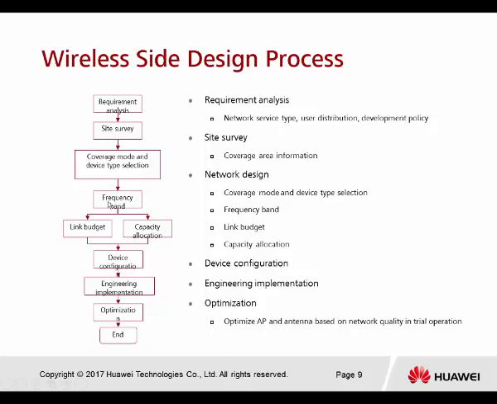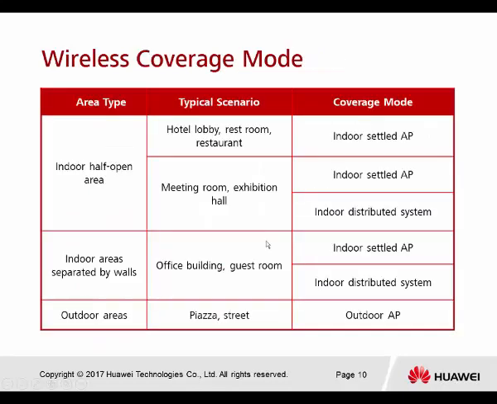The next one will be the frequency band. Understand whether it requires 5 GHz or not. Then link budget, capacity allocation, then device configuration, engineering implementation, and the last one will be the optimization.